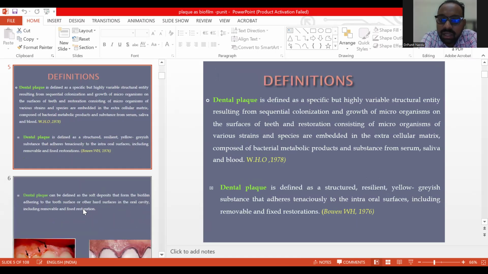So dental plaque is defined as a specific and highly variable sequential colonization and growth of microorganisms on the surfaces of teeth and restorations, consisting of microorganisms of various strains and species embedded in extracellular matrix, which is composed of bacterial metabolic products and substances from serum, saliva, and blood. It is also defined as a structured, resilient, yellow-grayish substance adhering tenaciously to the intraoral surfaces, including removable and fixed restorations.